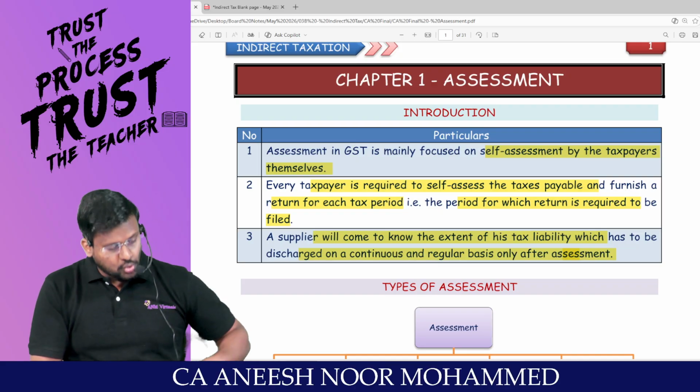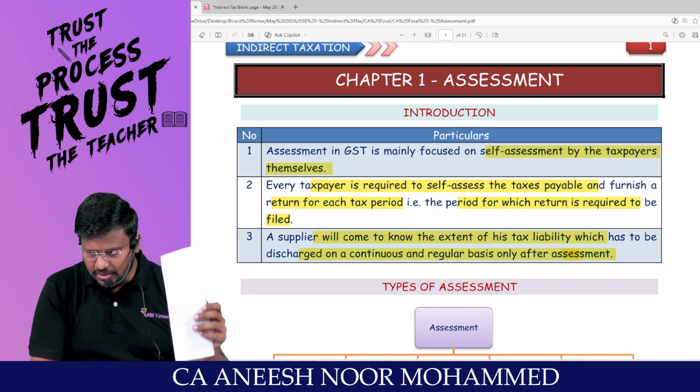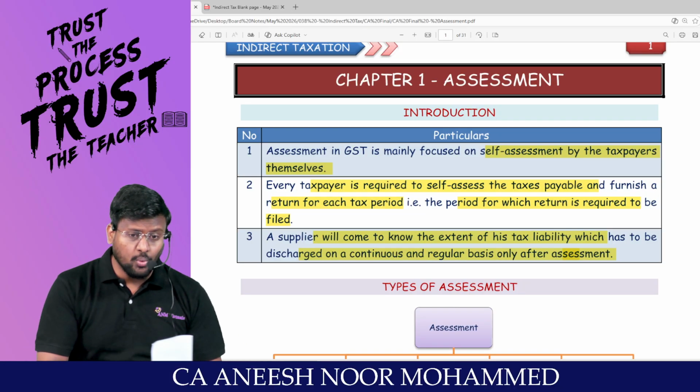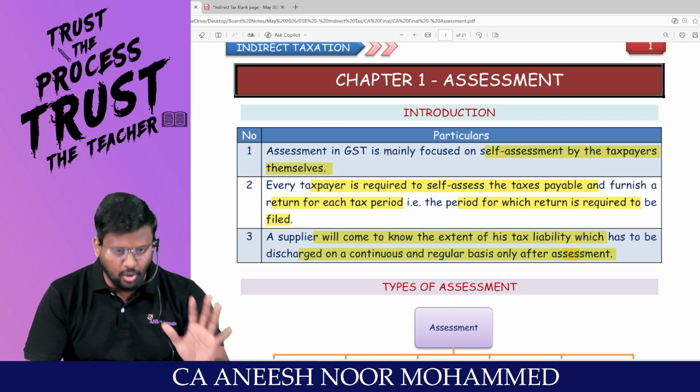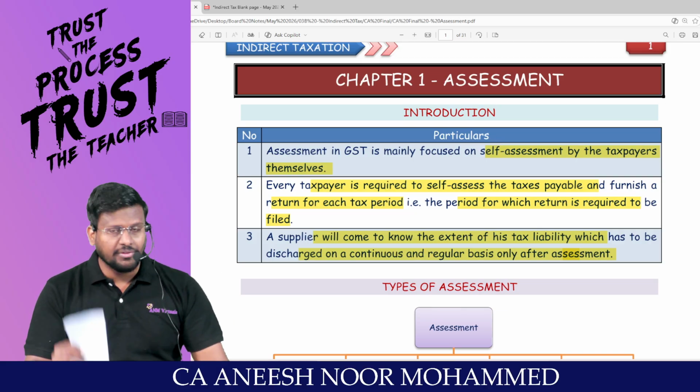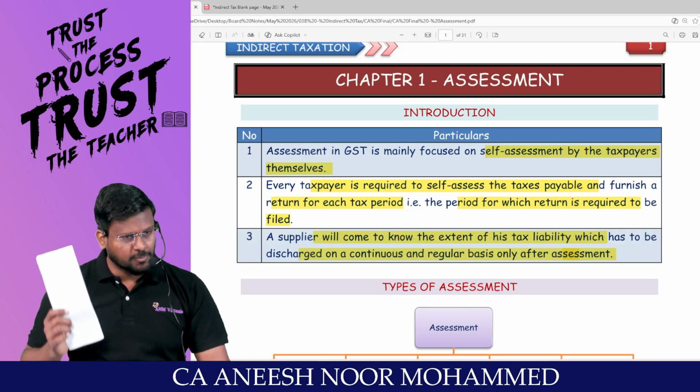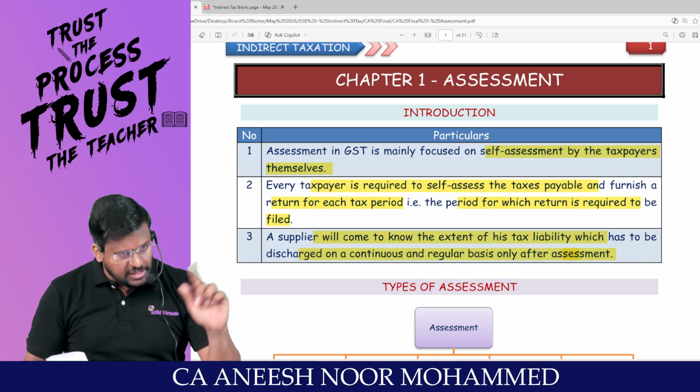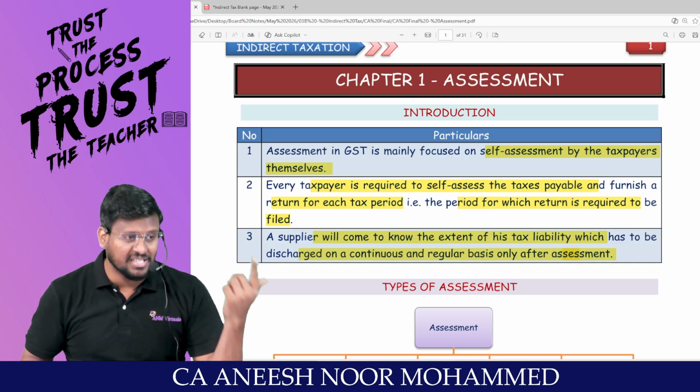Am I right? So once the return has been filed under section 39, the department will check whether that return is correct or not. Checking of the return filed by the taxpayer by the department is called department's assessment.